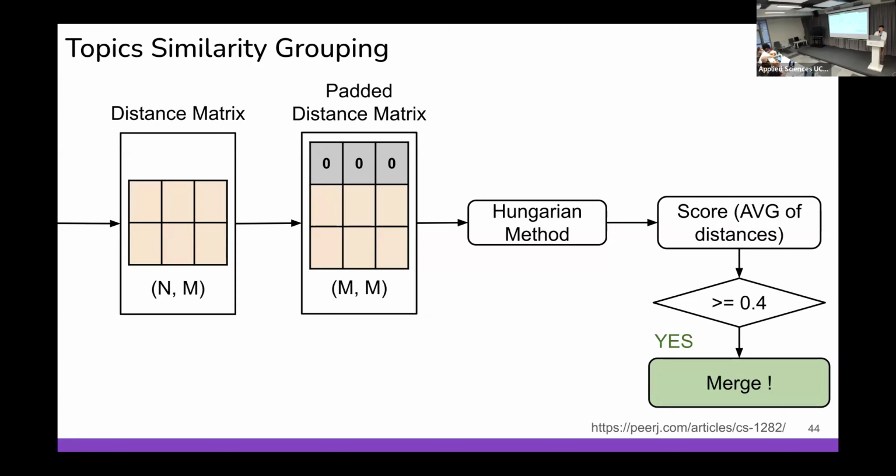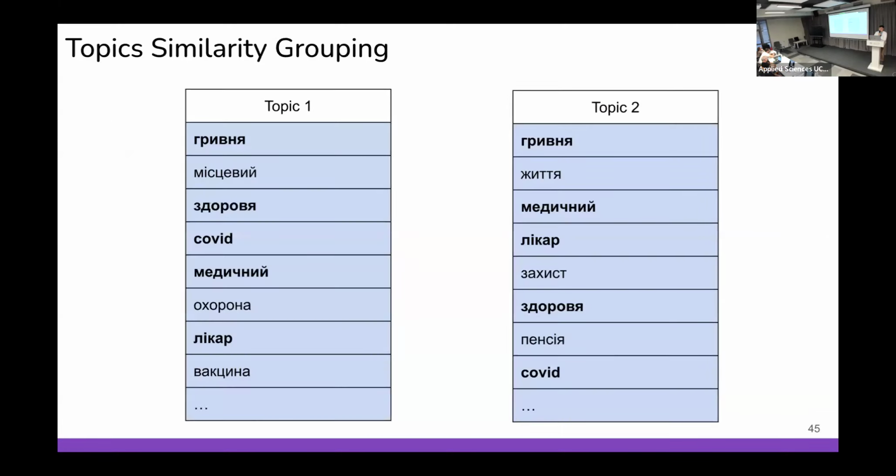And if the score is bigger than or equal to 0.4, a threshold that was empirically defined, then we are merging these two sets of words into one group. Here is an example of a similarity grouping which was merged together. It was based mostly on words like health, COVID, medical, doctor.